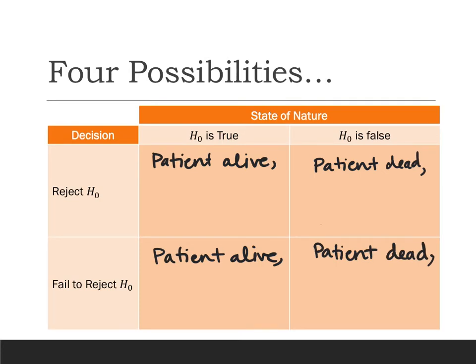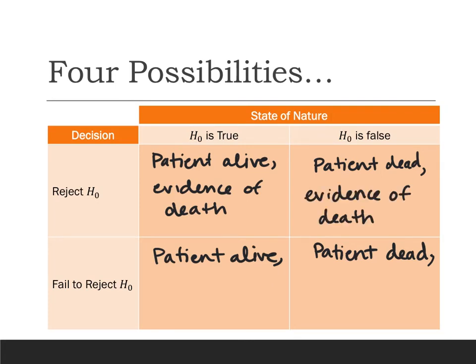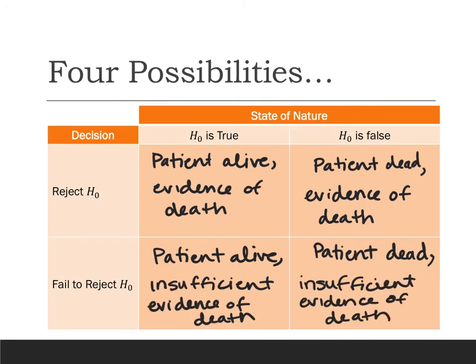Now, our decision, however, could be different. If we reject the null hypothesis, what does that mean? That means that we have evidence of death. Regardless of whether the patient is alive or dead, we believe that the patient is dead. If we fail to reject the null hypothesis, then that means we have insufficient evidence of death, so we don't believe that they're dead. We're getting a pulse rate, we're getting some brain waves, we're getting whatever scans Spock is doing. He believes that this person is still alive. And so this is what our four possibilities are.